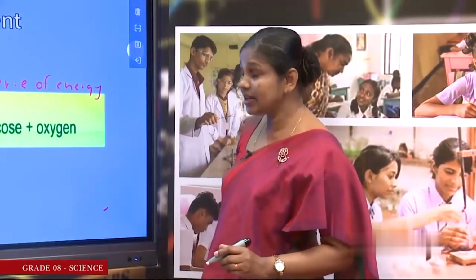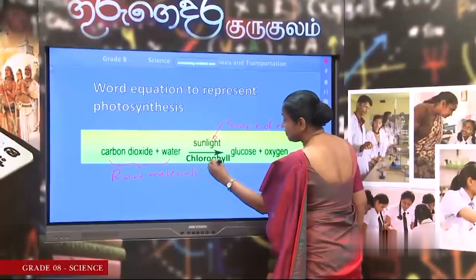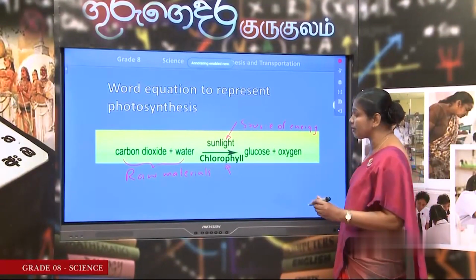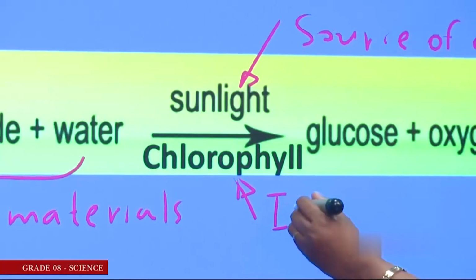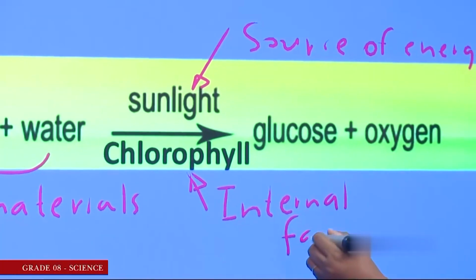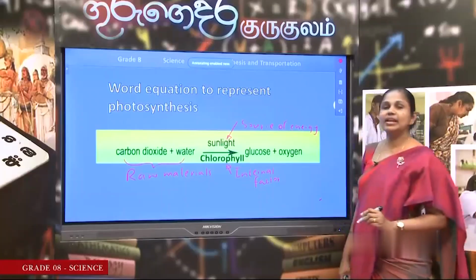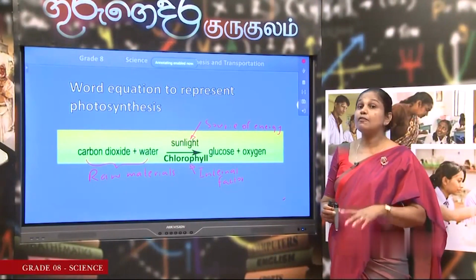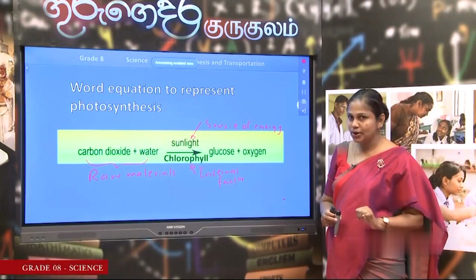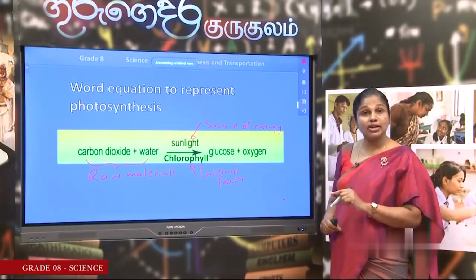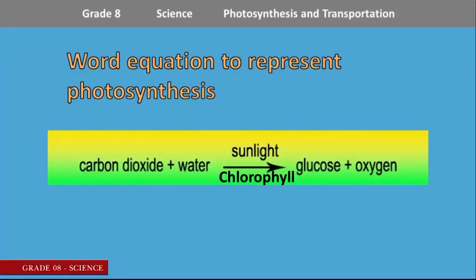Chlorophyll is considered as the internal factor because it is available in the leaf itself. It is not taken from outside. So, it is considered as the internal factor. By looking at this equation, children, you can identify that there are 4 factors needed for this process, photosynthesis. What are the 4 factors? Carbon dioxide, water, sunlight and chlorophyll are the 4 factors needed for this process.